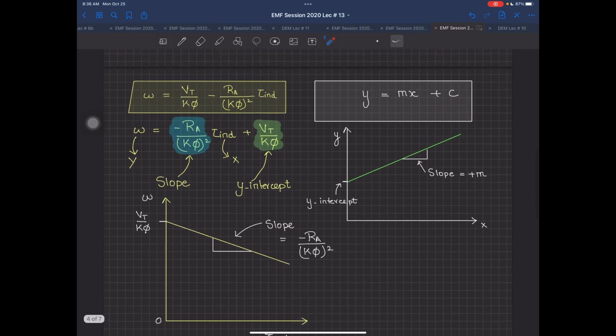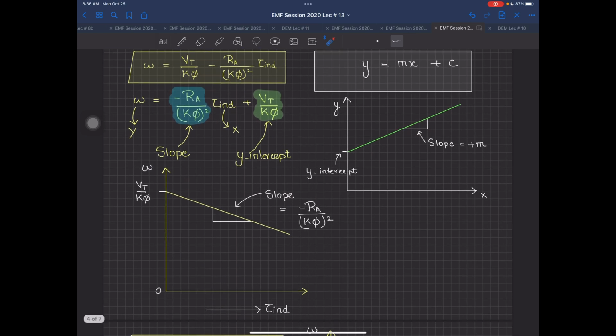So when I draw this curve, it is going to go down like this. This is a negative slope, equal to minus Ra divided by K phi whole square, and at this point on the y-axis it is equal to Vt divided by K phi, the y-intercept. What this curve is telling me is that as the torque demand of your machine increases, in other words, as you increase the load on your machine, your speed decreases.